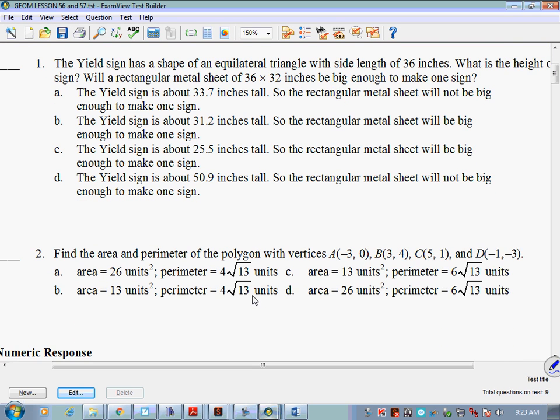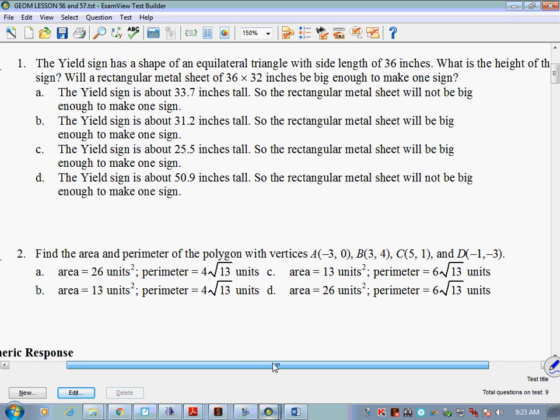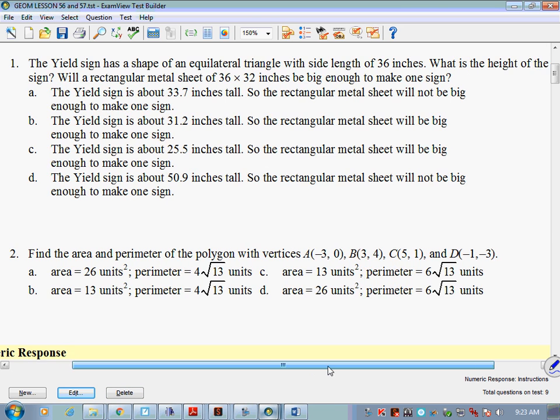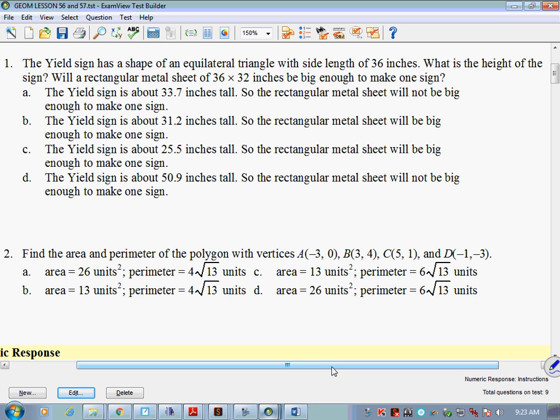Okay? This is a really important question, this number 1 here. Okay, because we're going to see this question show up on multiple tests. Okay, and you're going to need to know how to draw it. The yield sign has a shape of an equilateral triangle. So we need to know some things about equilateral triangles. What do I know about equilateral triangles? All sides are congruent. All sides equal each other.